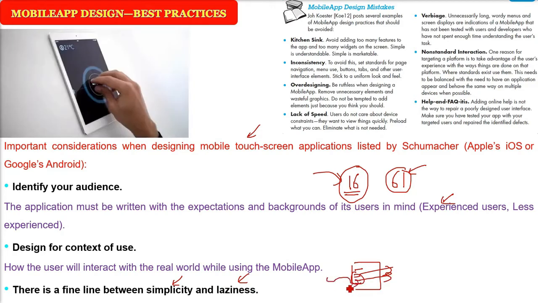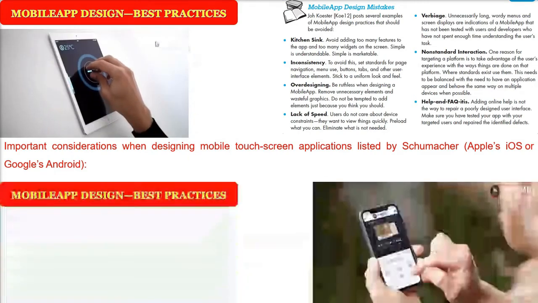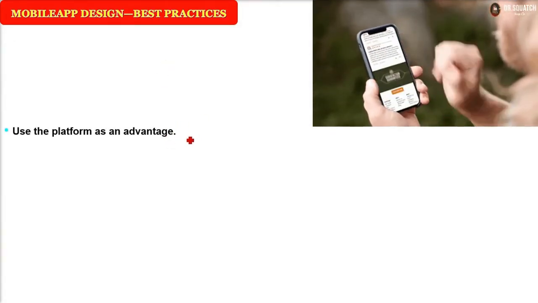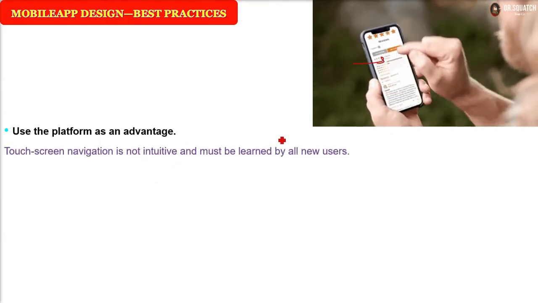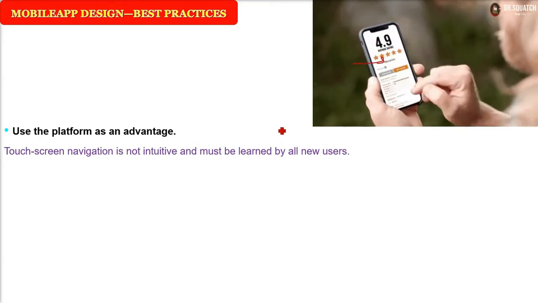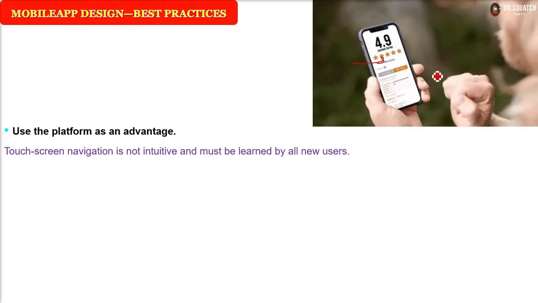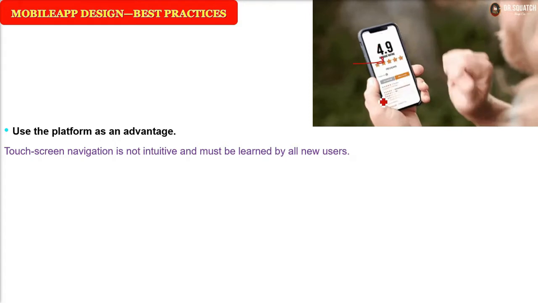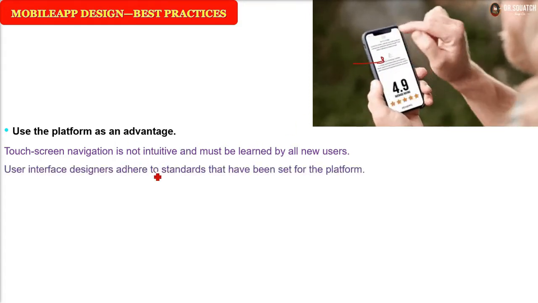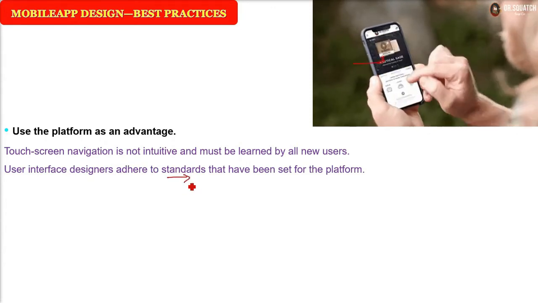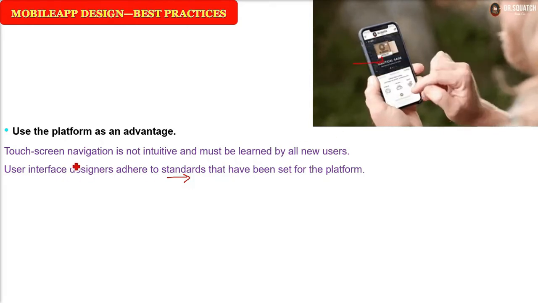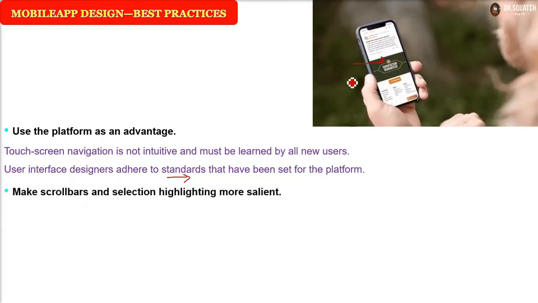You should follow the KISS principle: keep it simple. But don't avoid those things which are important for the user. Use the platform as an advantage. See, touch screen navigation is not very intuitive. It has to be learned by all new users, especially differently abled and old age people. So use these as an advantage. User interface designers should adhere to the standards because standards are already provided. Why not just follow them? If you follow them, this will be better for the user also.